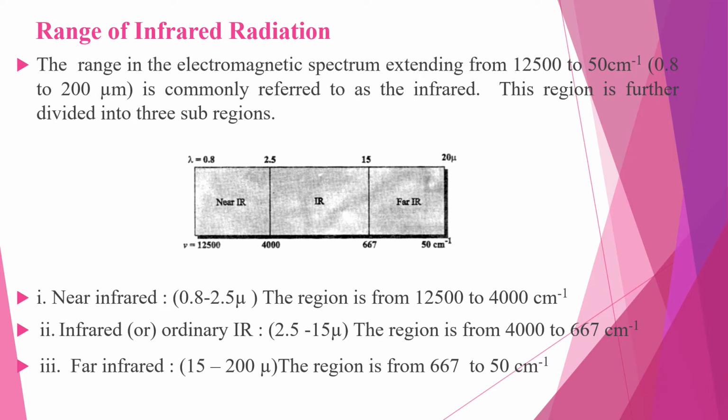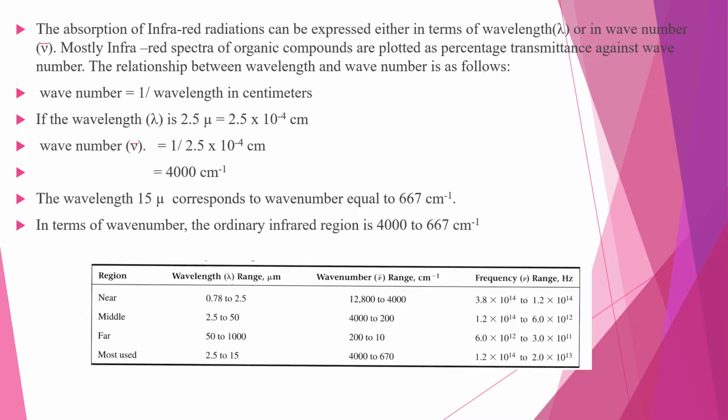The region is from 4000 to 667 cm⁻¹. Third one is far infrared. The region is from 667 to 50 cm⁻¹. The absorption of infrared radiation can be expressed either in terms of wavelength or in wave number. Mostly, infrared spectra of organic compounds are plotted as percentage transmittance against wave number.